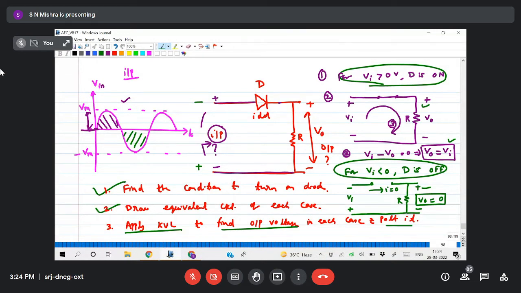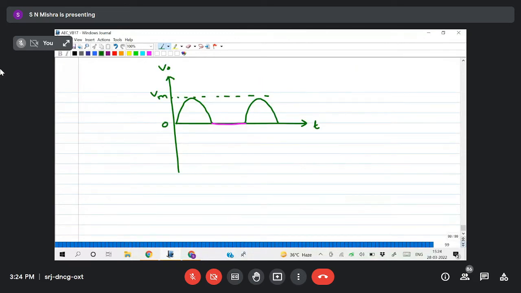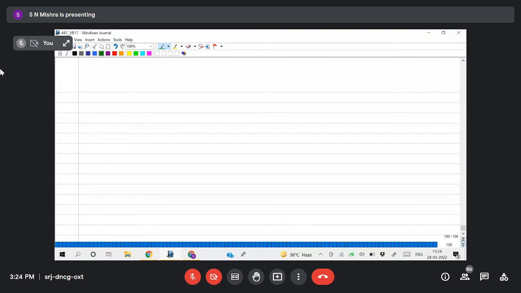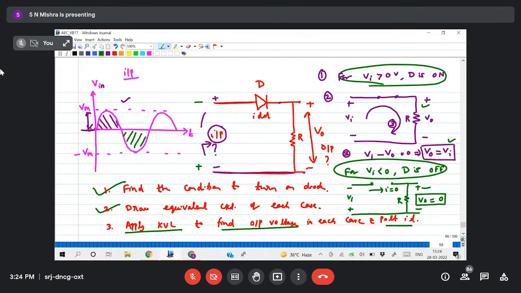So for the positive half cycle, we are getting the output voltage as the input voltage. For the negative half cycle, the output voltage equals 0. So that I have drawn here. This negative half cycle is clipping here. So this is for the practical ideal diode.